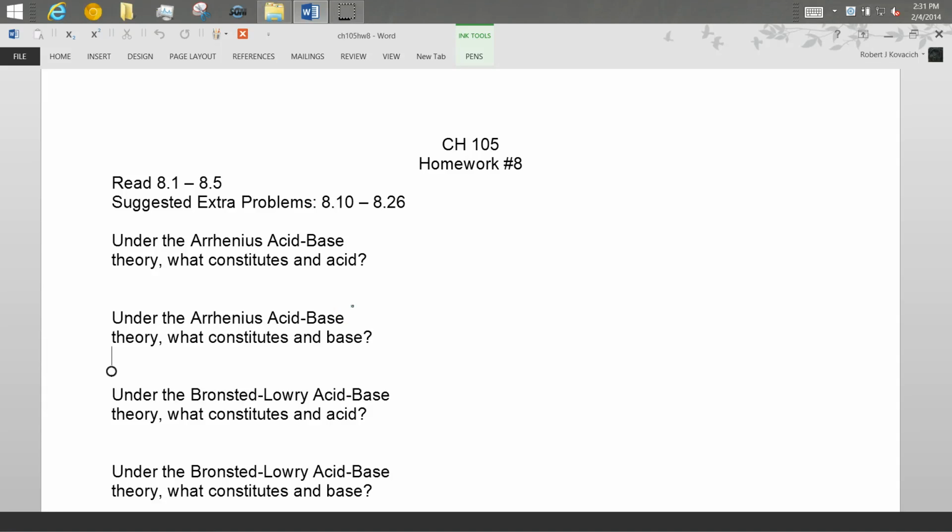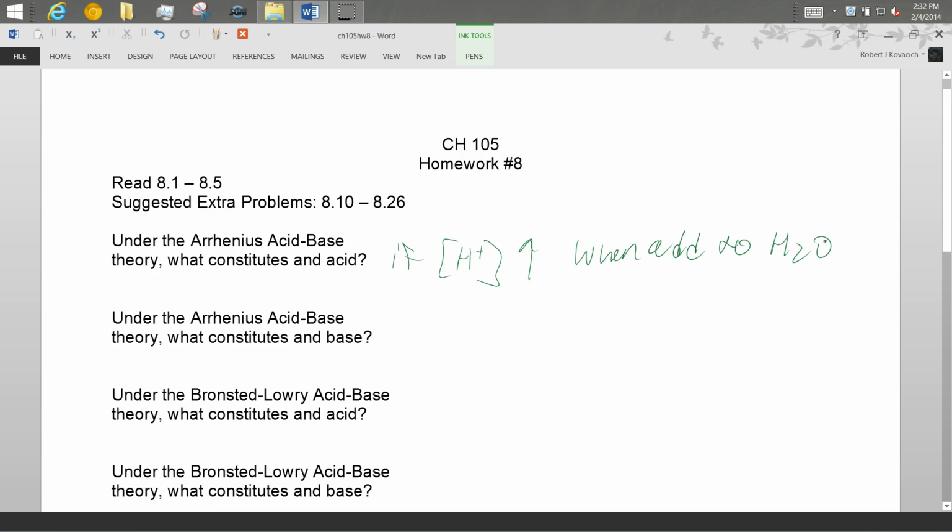All right, under the Arrhenius acid-base theory, what constitutes an acid? Kevin: It gives you H plus when you put it in water. Okay, so if the concentration of H plus increases when added to H2O. And it's very specific about the water, and it's very specific about the H plus.